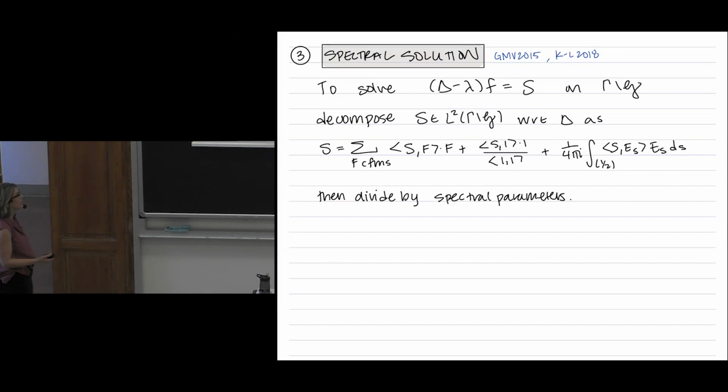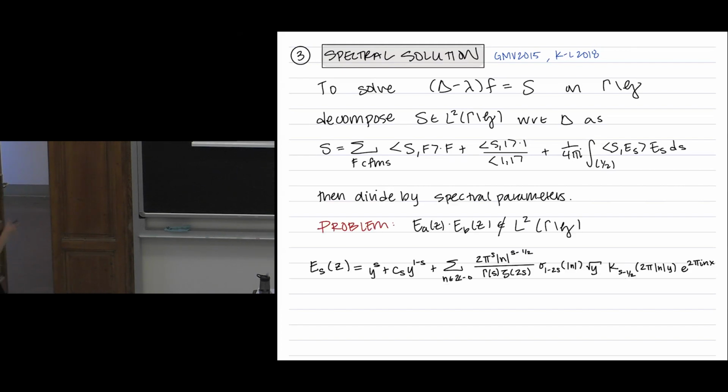So this is one way we can decompose, but this works for S being an L2 function. It does actually work for distributions as well, but only particular types of distributions that products of Eisenstein series don't fall into. So the idea is to write out this full spectral expansion and then divide by the spectral parameters, whatever your eigenvalues for your Cusp form and your actual lambda are here.